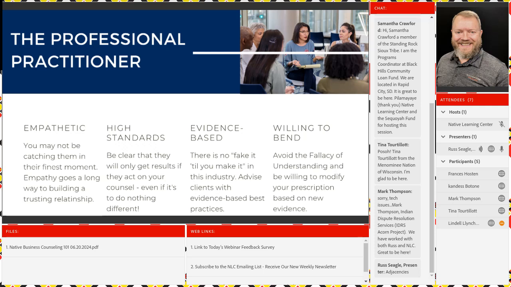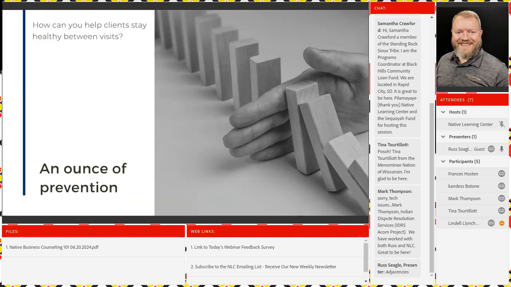Sometimes you have to modify your prescription based on new evidence. Well, last week we were talking about this. You didn't mention this other thing. Now that changes everything. We have to help our clients stay healthy between visits, especially if they're a seasoned business that's coming in once a year, maybe once every 6 months.